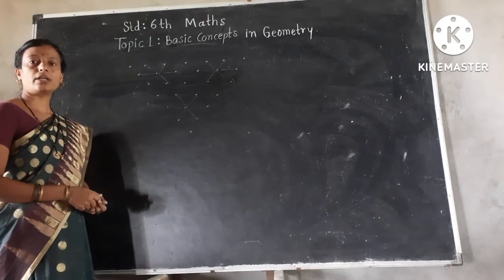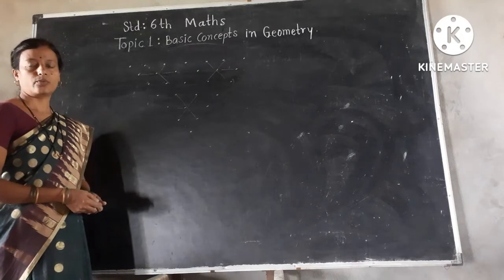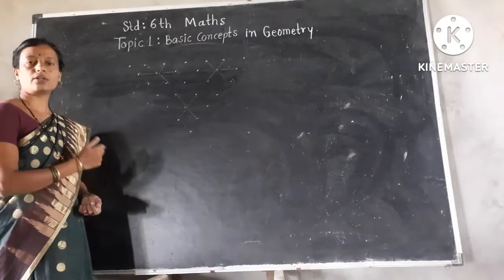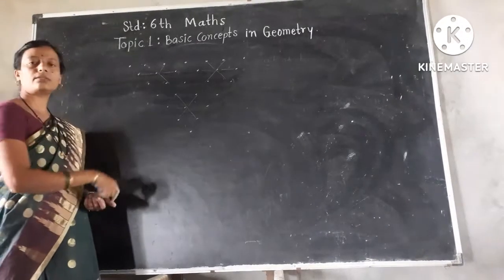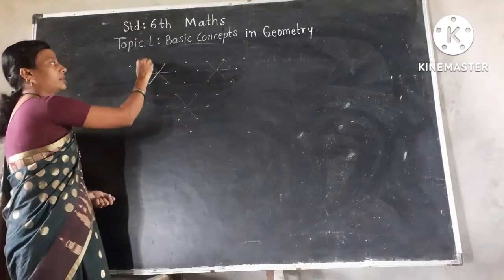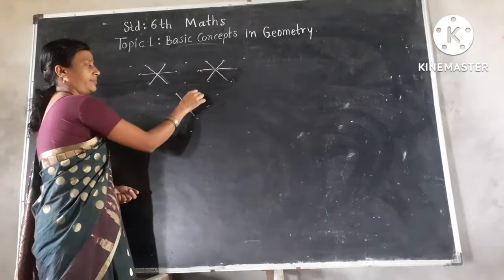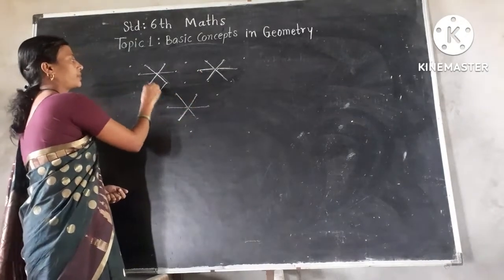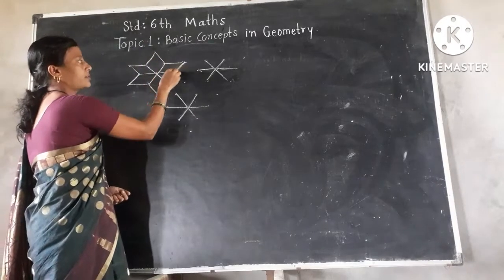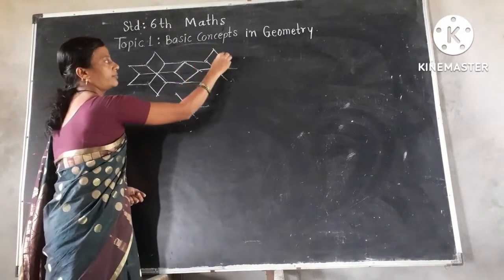When we make a rangoli at a festival, we use dots. I can show you a dot rangoli. I can draw some dots, and when I join these dots specifically, then we get a rangoli. See here, when I join these dots, we get a rangoli.